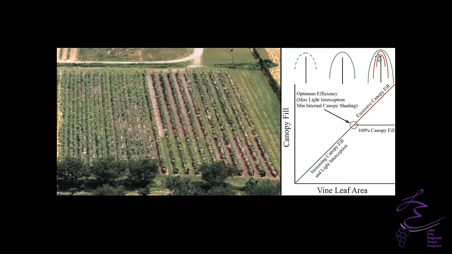On the other hand, we can have vines that have too much leaf area, and the outer shell is doing a good job, but the shaded stuff on the inside is not. And the best thing to do in that situation is to divide that canopy and take advantage of all this leaf area and intercept more sunlight. And that's exactly what we see in this picture here.